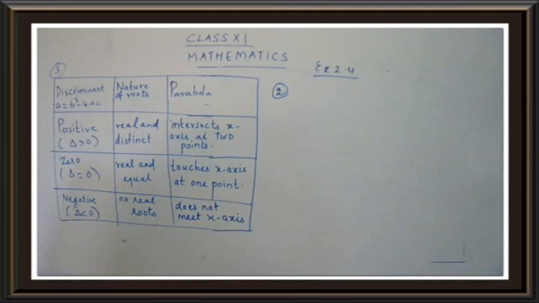A quadratic polynomial has one of its zeros, 1 plus root 5, and it satisfies p of 1 is equal to 2. Find the quadratic polynomial. Question number 2. A quadratic polynomial has one of its zeros as 1 plus root 5, and it satisfies p of 1 is equal to 2. Find the quadratic polynomial. So we have to find out a quadratic polynomial over here.